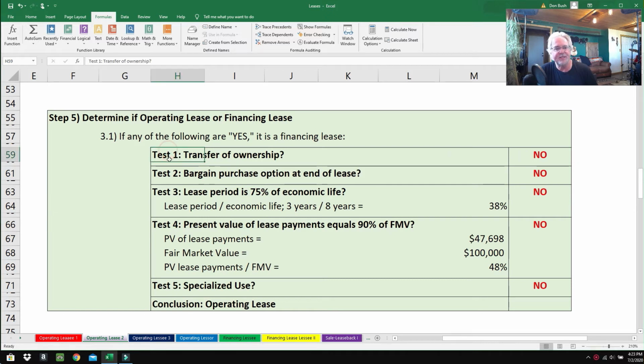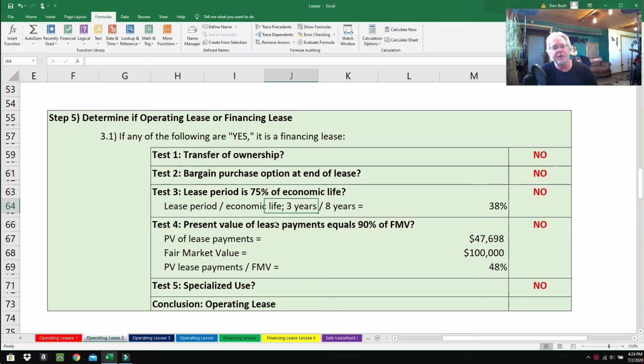Test number 1, transfer of ownership. Is the truck going to belong to the construction company at the end of the lease? The answer is no. Test number 2, is there a bargain purchase option at the end of the lease? Can they buy the truck for $1? No.